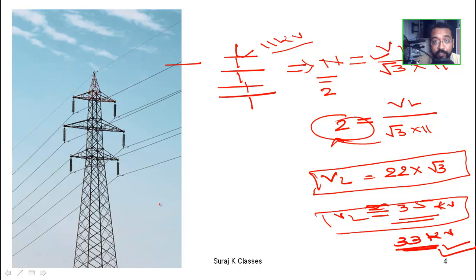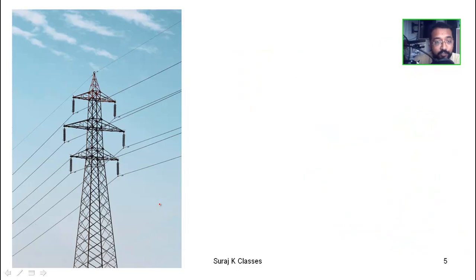Now the next question is, what is this wire? Why are these wires installed? I will clear up two things. Why only 3 insulators? I have already covered that, but I will now cover it in detail. So why is this top wire installed?